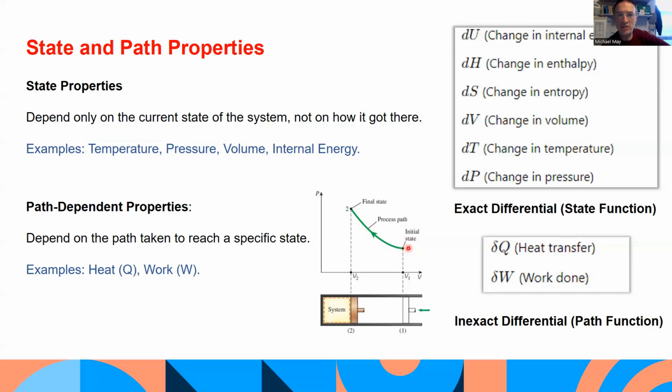And the properties at each state are called state properties. Examples are temperature, pressure, volume, internal energy. They don't really depend upon what goes on before and what goes on after. And they're called state properties.